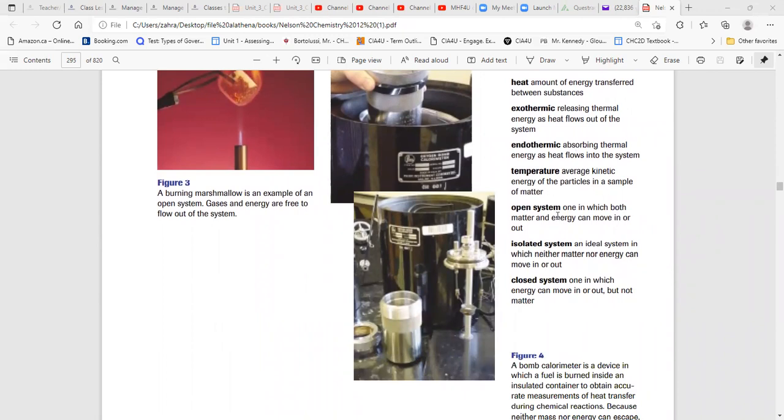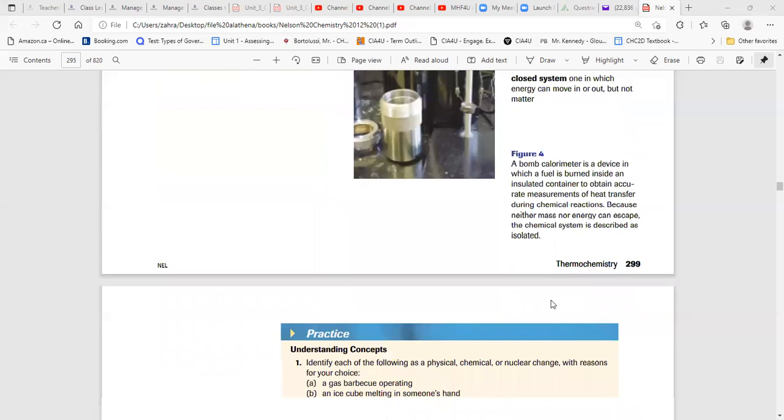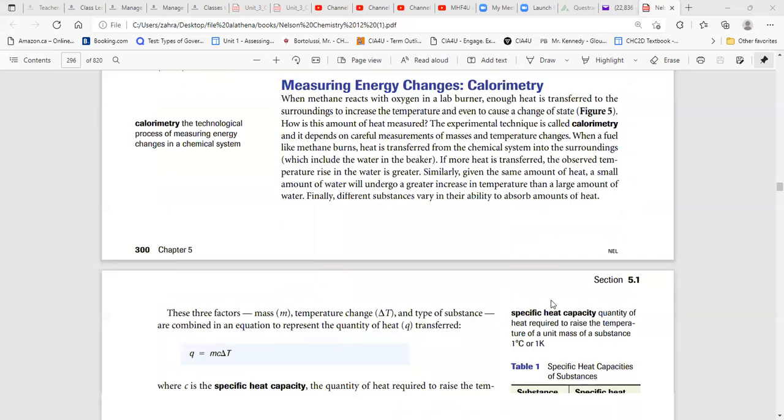So open system. When you have an open system, both matter and energy can escape. Isolated system, there is no matter and energy cannot escape the system. Closed system. In a closed system, the matter cannot escape, but energy can move out or in. So these are the concepts.